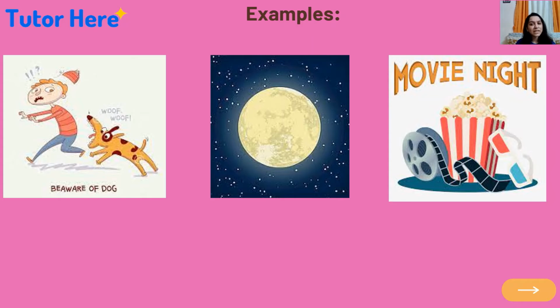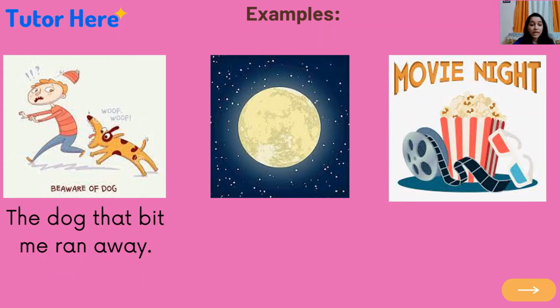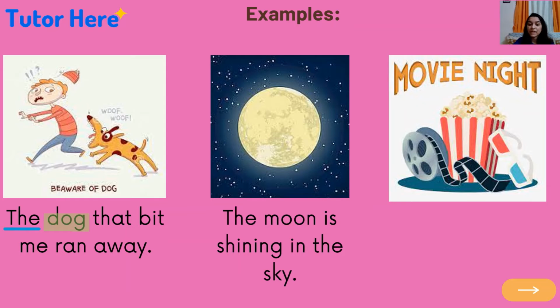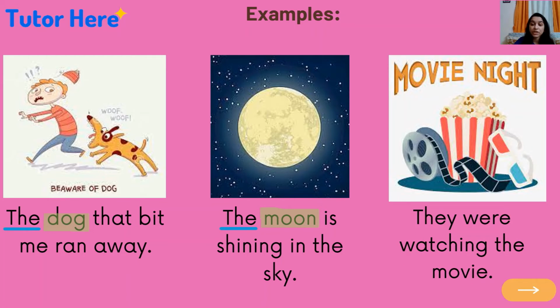Now let's look at some of the examples. First one is the dog that bit me ran away. So here the will be the article and it's describing or modifying the noun dog. Second one, the moon is shining in the sky. Here the will be the article used and the noun is moon. Third one, they were watching the movie. Here we have used the article the and the noun is movie.